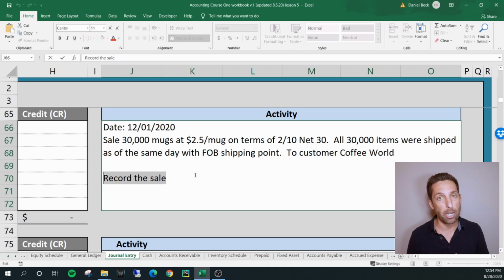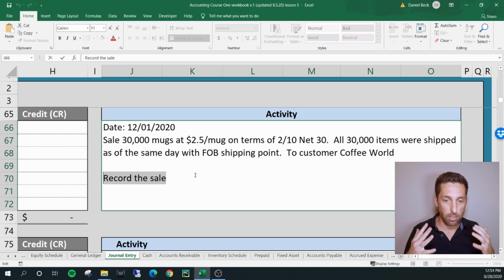So 2/10 net 30 means, hey, customer Coffee World, if you pay this invoice anytime within 10 days after we ship these items on 12/01, we'll give you an additional 2% discount on this invoice. Otherwise, if you pay any time after that, up until 30 days, you just need to pay the balance on the invoice. We're basically saying you need to pay by the 30 days. And of course, if they don't pay by then, that's when the relationship can start getting soured, and it might change the way you do business in the future.